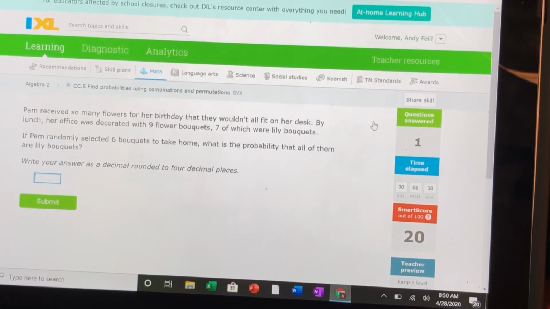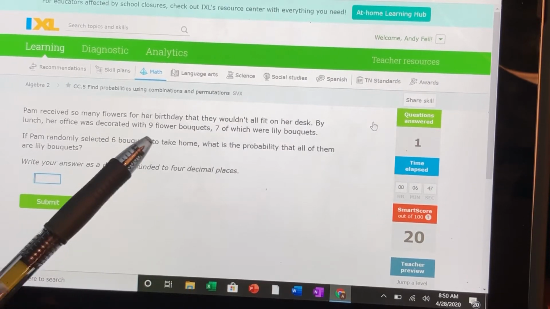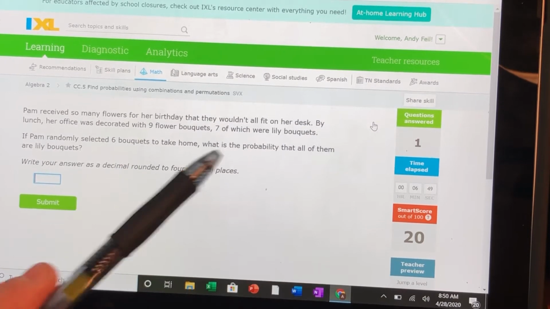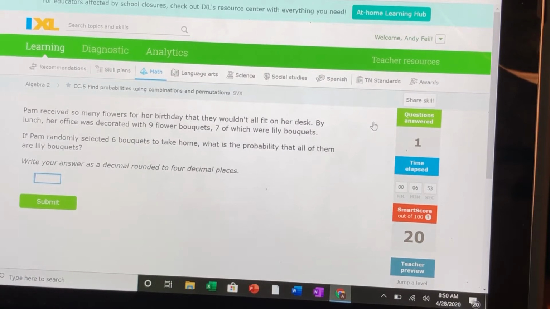So first ask yourself, for the denominator, for the total number of outcomes, how many flower bouquets is she choosing from? It looks like she has 9 to choose from, 7 of which were lily, but we've got 9 total flower bouquets. And how many is she taking home? 6. That means what goes on the denominator? Oh, before we even get to that, does order matter? Does it matter which lily bouquet goes first? It doesn't say anything about that.